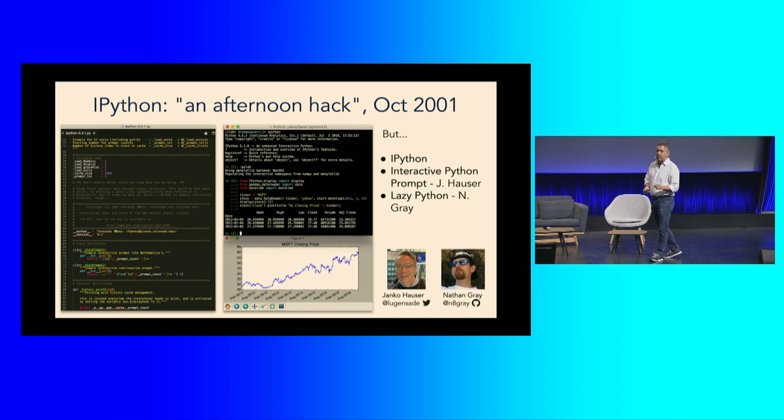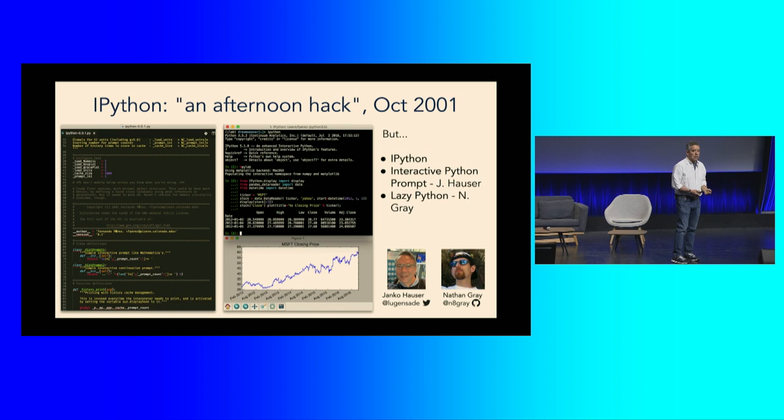Even the very beginning of IPython was already a community effort, because I had done a little bit of code on my own, in my crisis, in my desperation. And I read, on a blog post, about something called interactive Python prompt, written by a German oceanographer called Janko Hauser. And then about another project called Lazy Python, written by a grad student at Caltech called Nathan Gray. And I emailed both of them and said, hey, these things you're doing are kind of similar to the thing that I've been playing with. Do you want to get together and work?